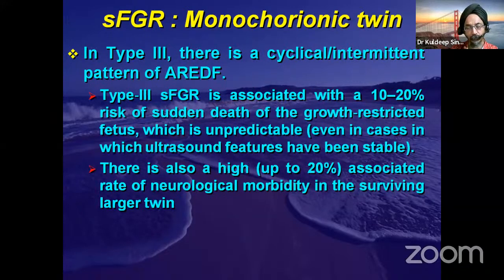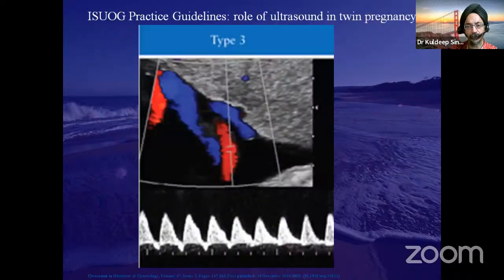And then that's when you have to think of, should we be delivering? Should we be having a premature? Should we be causing the other baby problem? So a constant monitoring needs to be done. There's a high, up to 20%, associated neurological morbidity rate in the surviving larger twin.